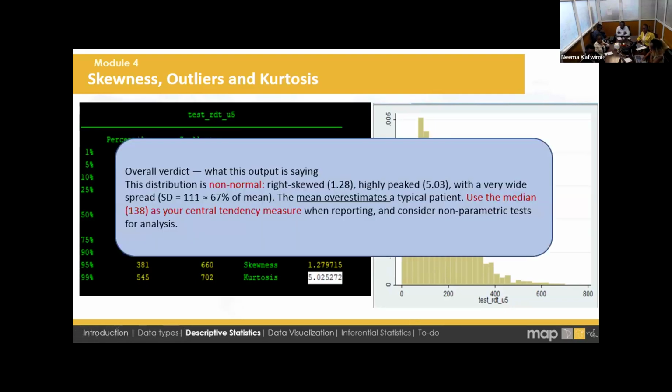So the overall verdict, what this output is saying: the distribution is non-normal. We have seen it's right skewed. We have seen the kurtosis is 5. We have seen the standard deviation is 111. And in this context, you have to use the median, 138, as your central tendency measure. So in these cases, you should always know which method you are going to use. Are you going to report the mean, or the median? Once your data is not normally distributed, you do not use the mean, and instead you use the median.